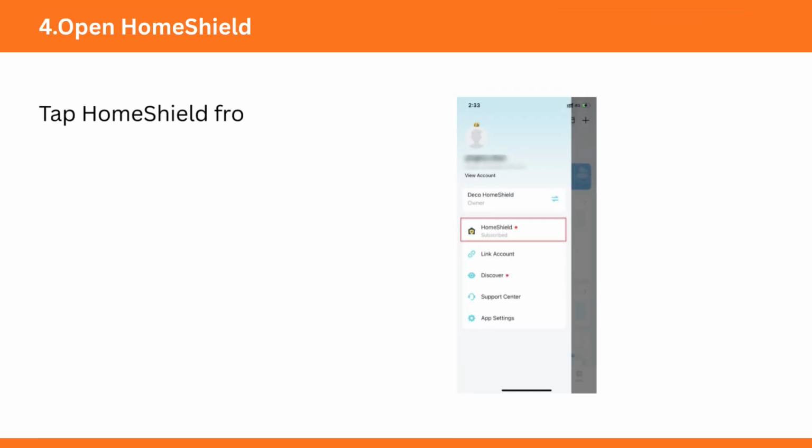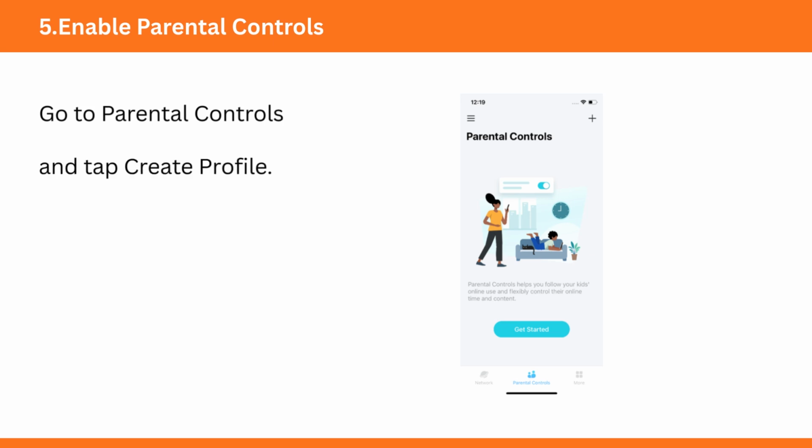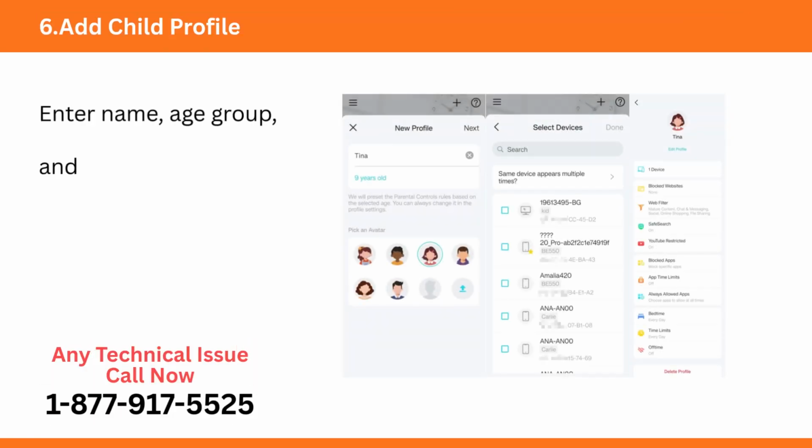4. Open HomeShield. Tap HomeShield from the app's home screen. 5. Enable parental controls. Go to Parental Controls and tap Create Profile. 6. Add child profile. Enter name, age group, and select devices for the child.